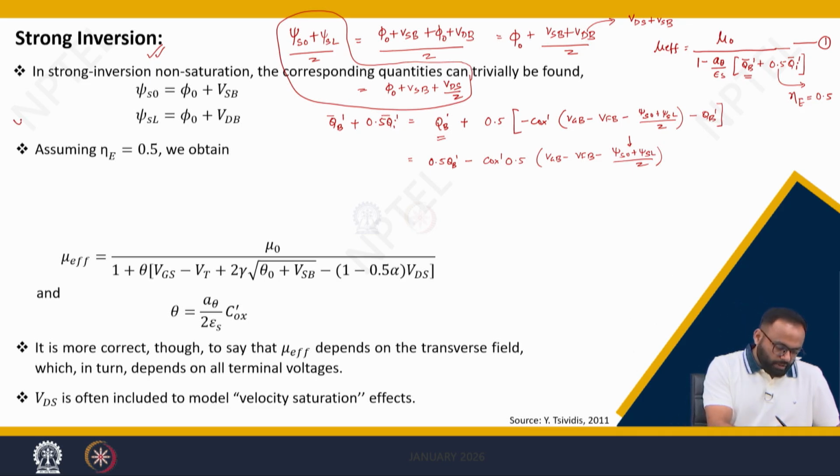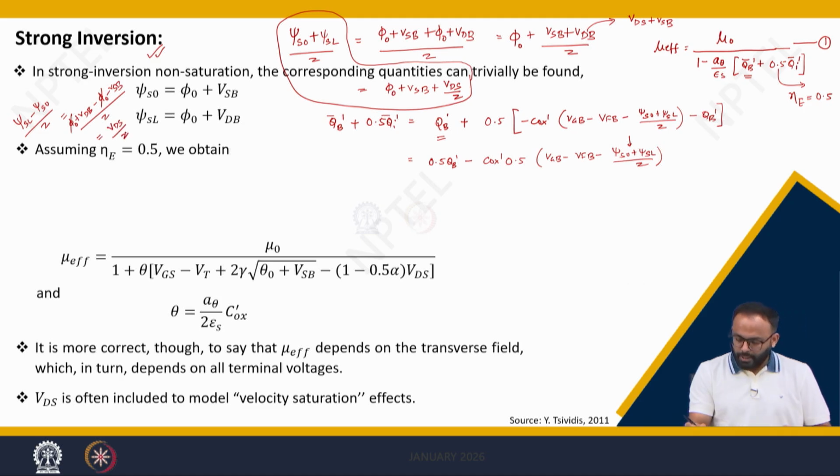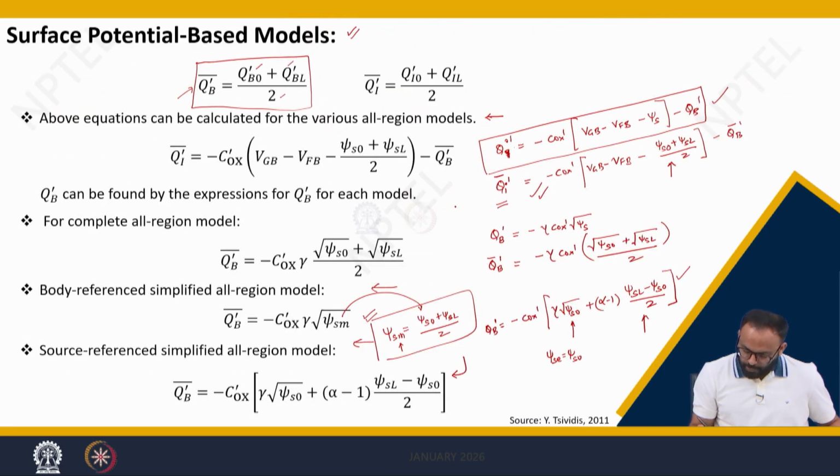Similarly, what is the value of psi s L minus psi s 0 divided by 2? This is nothing but phi naught plus VDB minus phi naught minus VSB divided by 2, and ultimately this will give you VDB minus VSB divided by 2, which gives VDS by 2. So we will keep it here, 0.5. Now what is the value of QB dash? The QB dash value you can take this, right?